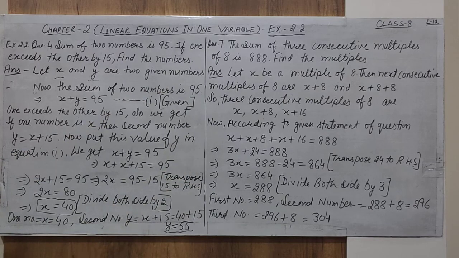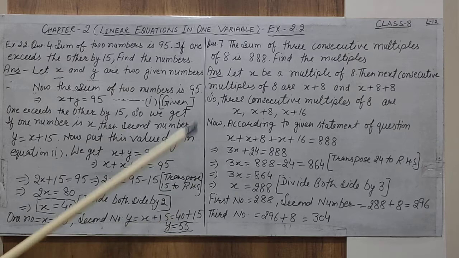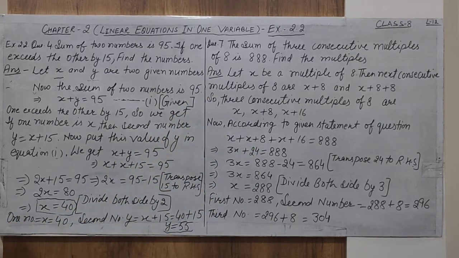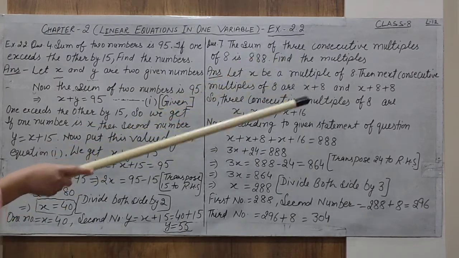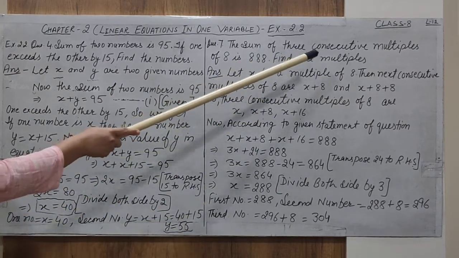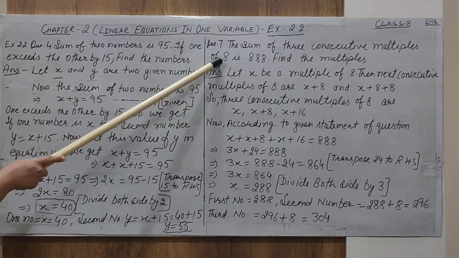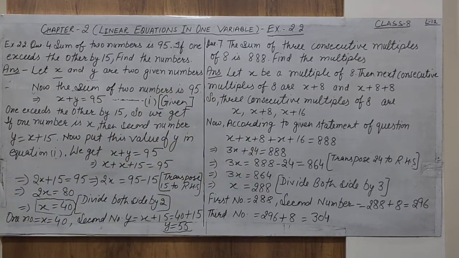Sum of 3 consecutive. What is the meaning of consecutive? 3, so you understand that we have to select 3 numbers. Consecutive means the next coming number. For example, 1, 2, 3 are 3 consecutive numbers. 2, 3, 4 are consecutive numbers. So consecutive numbers are the next coming numbers. But 3 consecutive multiples of 8. The multiples of 8 means like 8, 16 and so on and 24. These are the consecutive numbers.